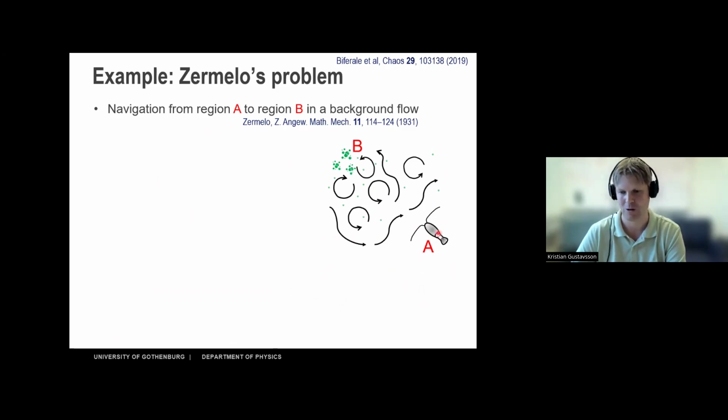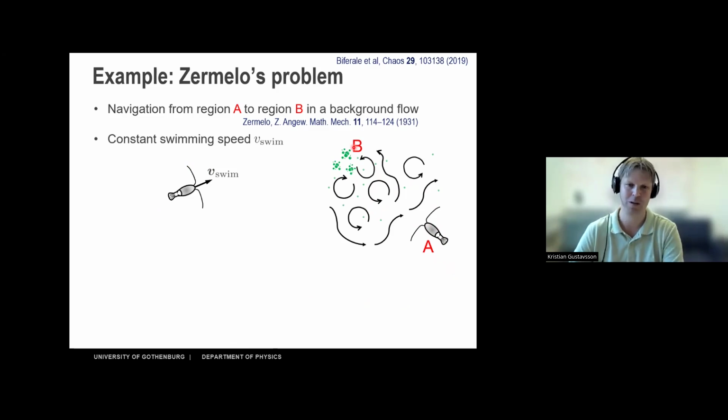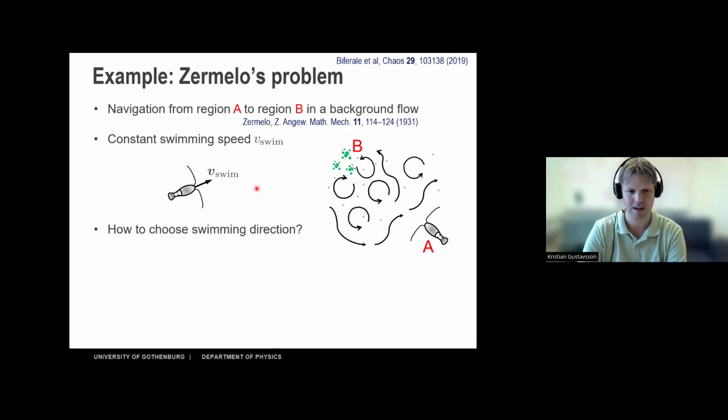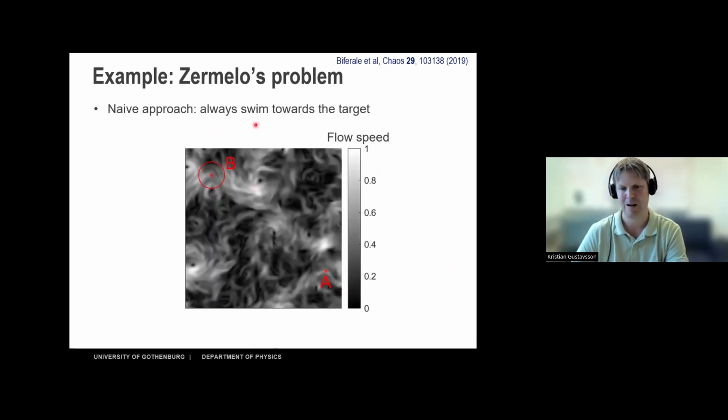So if we have a copper pod here, we move in a 2D turbulent flow to some region B. So it's essentially the same problem as before, but now we are in a 2D turbulent flow. And we assume that we have a constant swimming speed, so we just swim in our instantaneous direction with a constant speed. And the question is, how should we choose the swimming direction? And the naive approach perhaps is if we are at A and want to go to B, we always swim in the direction of B.